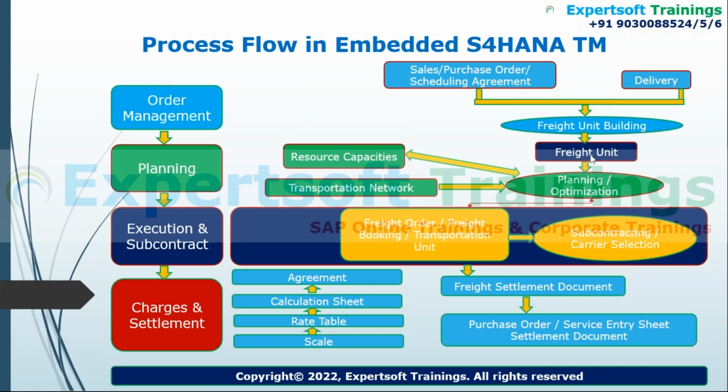So the generation of a freight unit depends on different factors, like for which shipping condition, for which shipping point, for which delivery type, for which Incoterm you want to build a freight unit. Today you may have 20 different delivery types in the system, but you only want to integrate 5 deliveries with TM. In that case, you need to make the factors available or integrated, which will indicate that only for these 5 delivery types my freight unit should be created. That is part of the order. So the output of order management is the freight unit. Any questions so far? Clear to everyone?